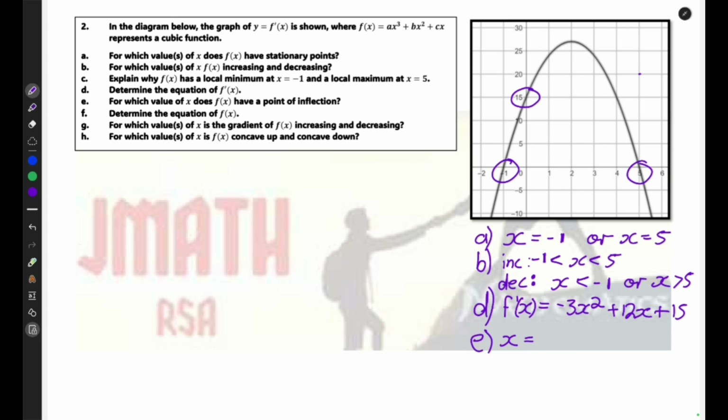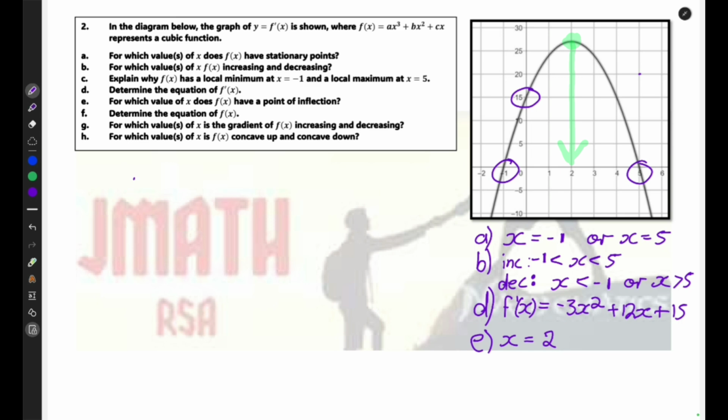Question E, for which values of x does f(x) have a point of inflection? Remember, the point of inflection is always the same x value as the turning point of the parabola. So I can immediately see the answer is x equals 2. But that is not good enough. Let me show you how you would work it out.